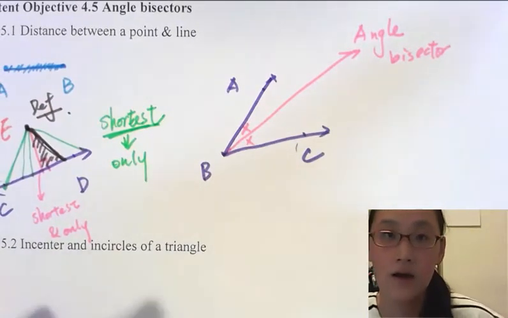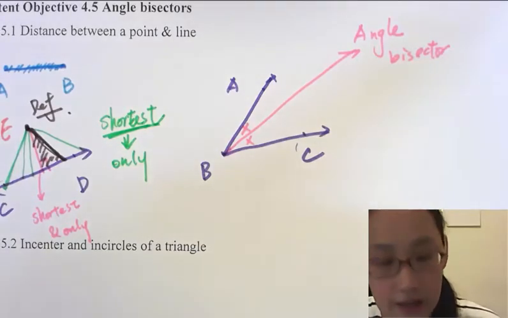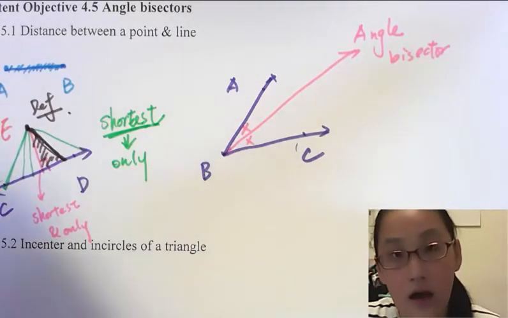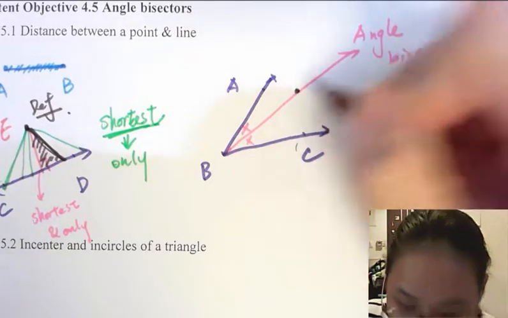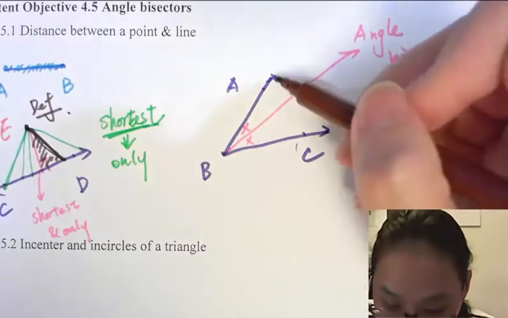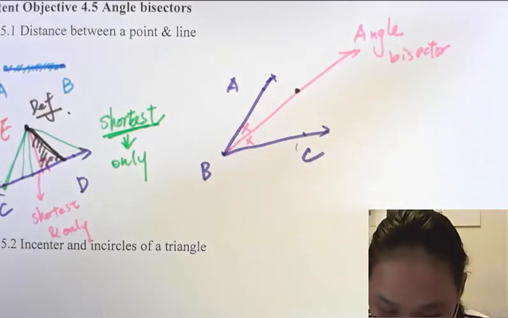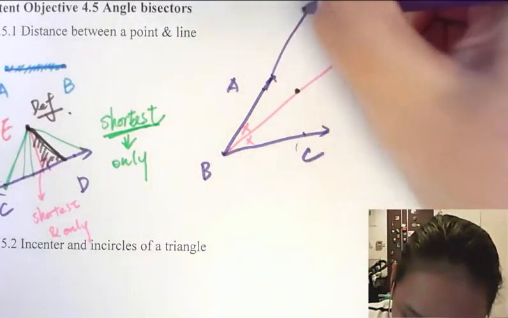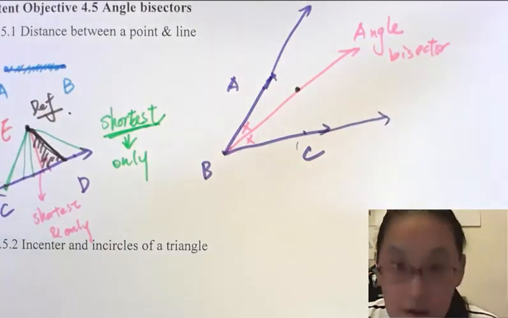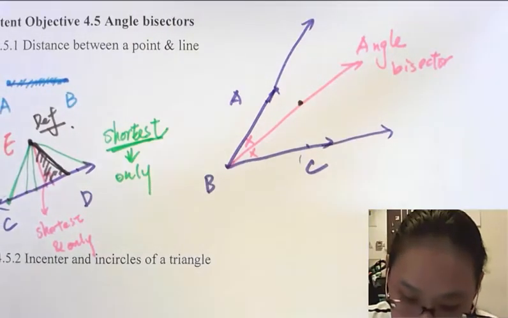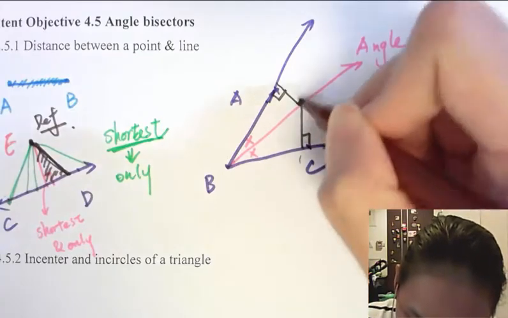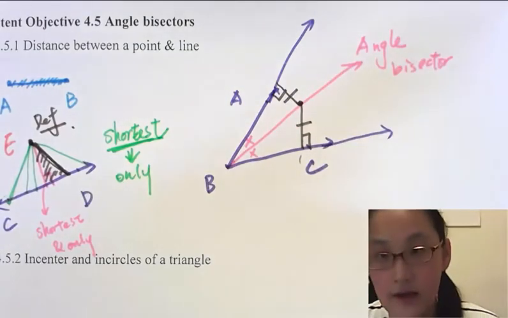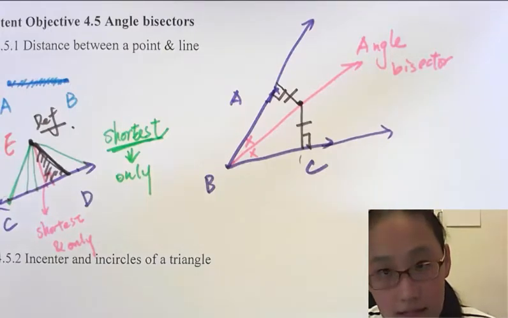What is interesting here is if I look at any arbitrary point on the angle bisector, for example, I choose this point, and then the distance to my angle. Now I need to extend the angle. The distance from this point on the angle bisector to the two sides of the angle will be congruent. My drawing is not really good, but this is the property of the angle bisector.